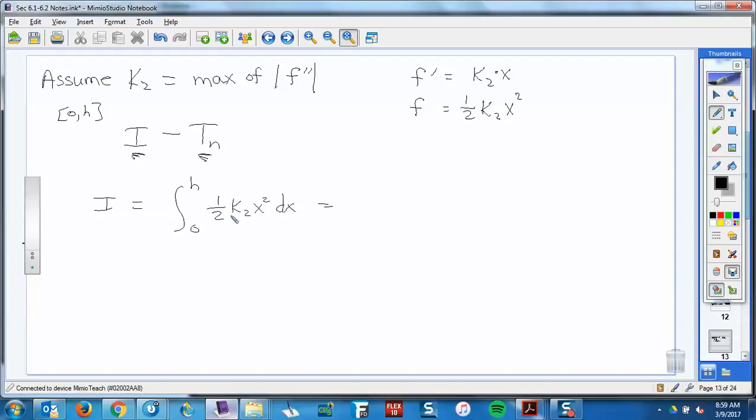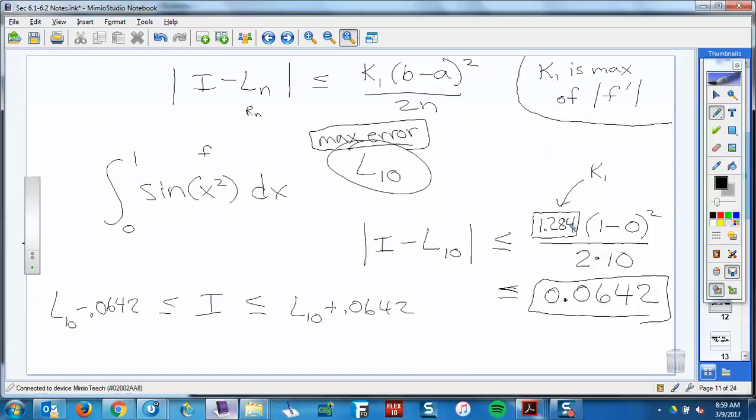I would take the antiderivative of this, right? So I raise that to a 3, divide by 3, so that'd be 1/6 K2 x cubed from 0 to h. Then I put my h in there. So 1/6 K2 h cubed minus just 0 when I put a 0 in there. So that is my exact area of this particular function.